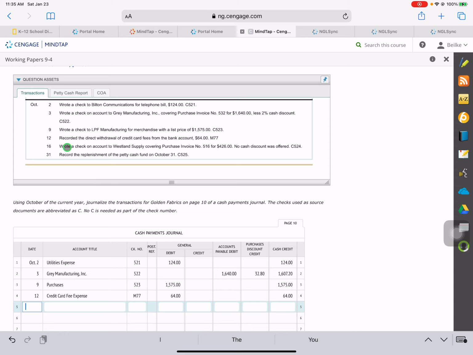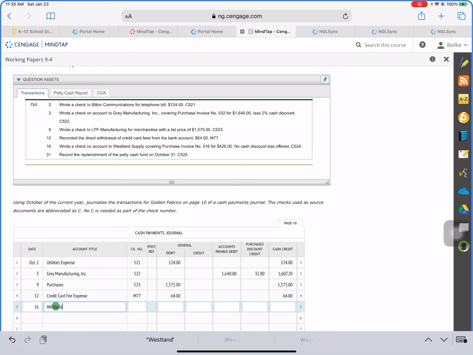On the 16th, we wrote a check on account to Westland Supplies covering purchase invoice 516. Okay, so if we looked on our purchase invoice 516, we'd find out that we do owe them $426. No cash discount was offered, and we wrote out this check. So the date is the 16th. Our vendor is Westland Supply. We wrote out check number 524.